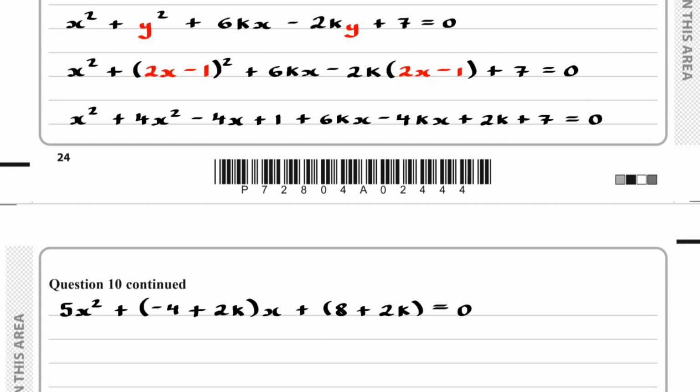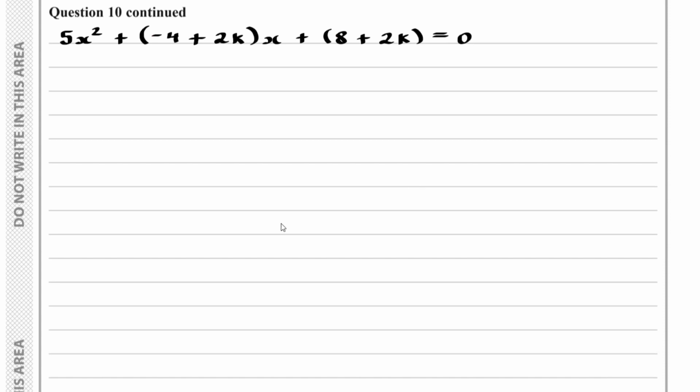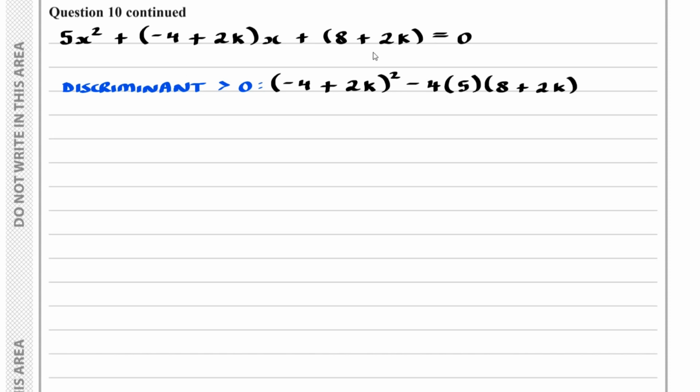equal to 0. So we know that the discriminant is greater than 0 because the line meets the circle at two distinct points. So we've got b squared subtract 4ac as our discriminant. So we've got negative 4 plus 2k squared subtract 4 times 5 times 8 plus 2k. This is greater than 0.